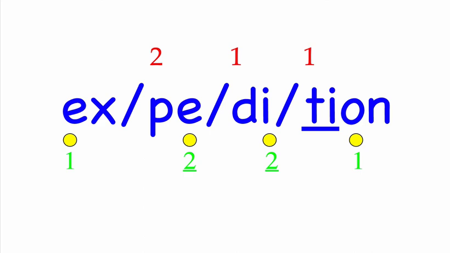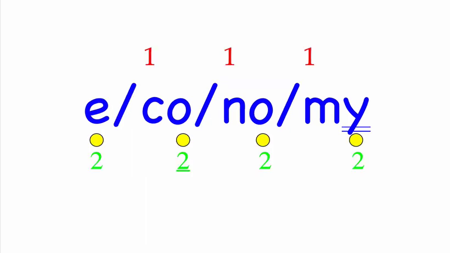Economy. The economy seems to be doing well. E-ca-no-my. First syllable, one sound, e. Ca, two sounds, k, a. No, two sounds, n, o. My, two sounds, m, e. Mark the word. Economy.